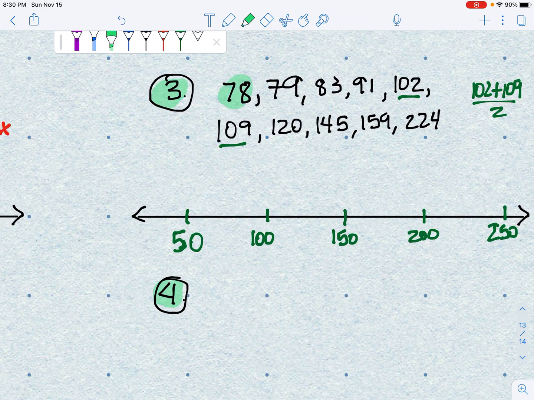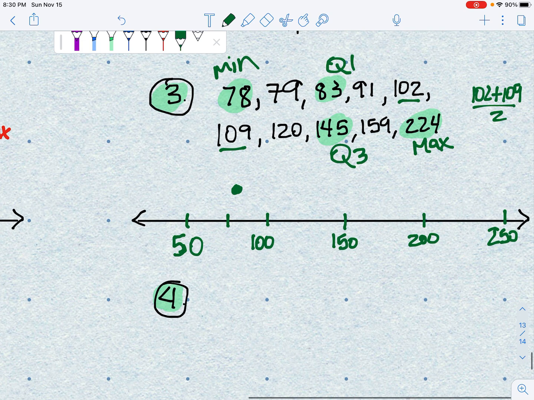So again, we mark the minimum and the maximum. And then we need to mark the quartile 1, quartile 3, and I'm going to go ahead and mark those: Q1, Q3, max, and min. And I've already got the median up above. All right, so 78. Well, 75 is kind of the halfway point there, so 78 would probably be about right there. 224. So 225 is the halfway point, so 224 is probably about right there. 83, it's going to look not too far from there. 145, pretty close to 150.